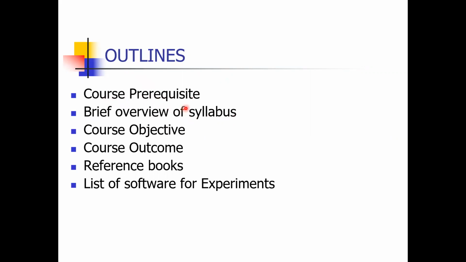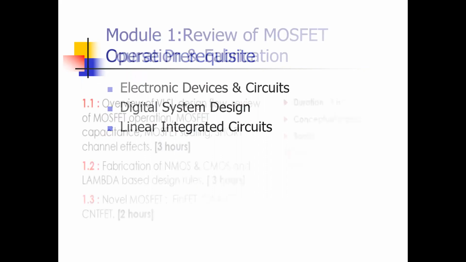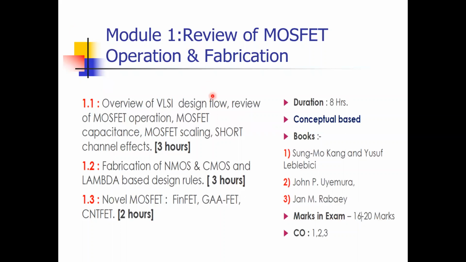There is a prerequisite, a brief overview of the syllabus, objectives, outcomes, the reference books, and the types of software you can use for the experiments. Okay, so let's start now. Course prerequisite means which subjects are necessary for this subject. So electronic devices and circuits, that's in semester 3, digital system design in semester 3, and linear integrated circuits in semester 4. Basic knowledge of these subjects is required, but it is not compulsory. If you are not sound in those subjects, you can still learn this subject. Don't worry about it. Next, there are 6 modules in the syllabus.